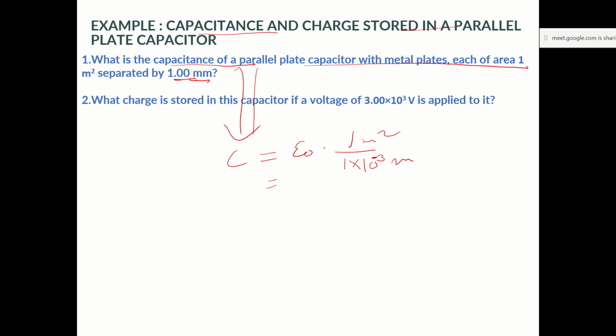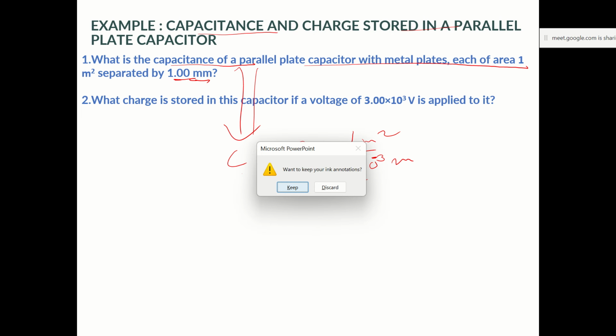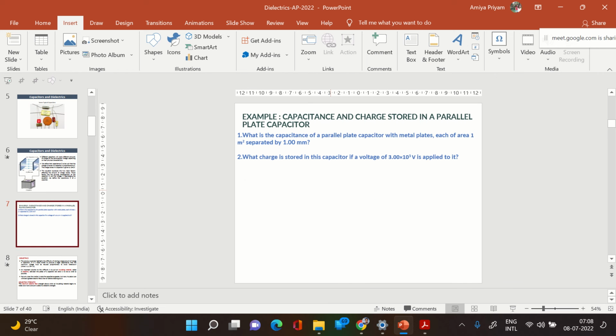So when you have 1 meter square area, epsilon naught will be 8.85 into 10 to the power minus 12 something. So it will be a very small value that you can store. Epsilon naught is actually a small value, so you will be able to store only a very small value if you simply calculate this factor.